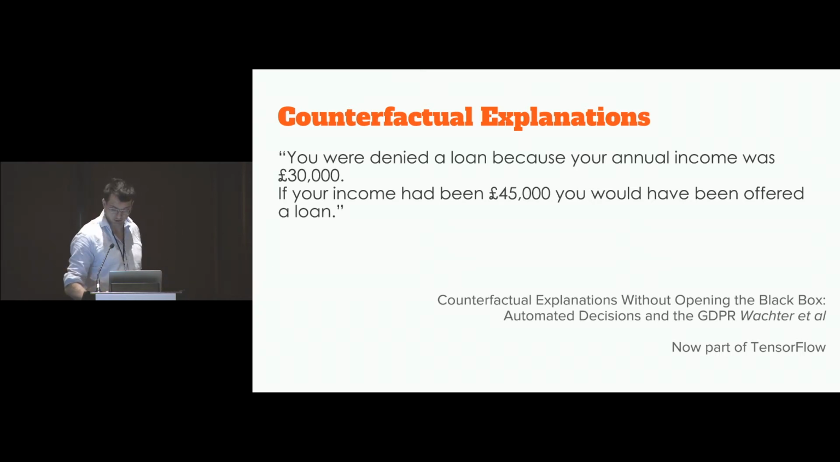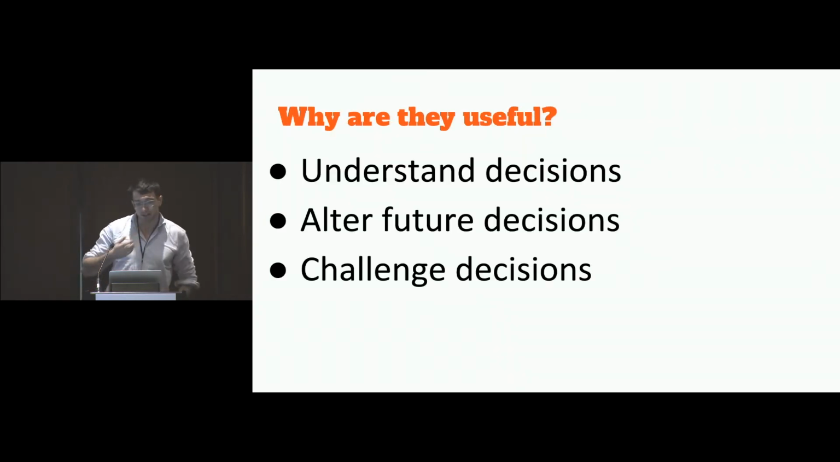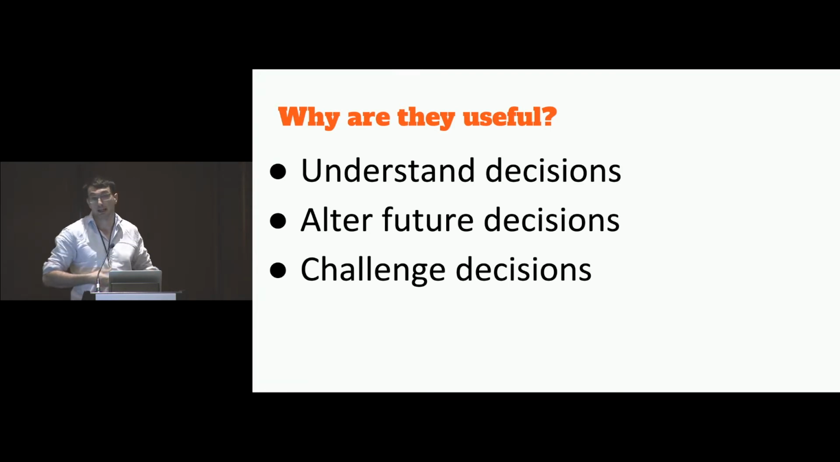And why do we actually want explanations? In the original papers, we said explanations are helpful for three things. They let you understand why decisions happen. They let you alter future decisions, which is what's been talked about in the Recourse paper. And they allow you to challenge future decisions. And we said counterfactuals do this. Okay, we can believe that. So let's give an example and go through why this is the case.